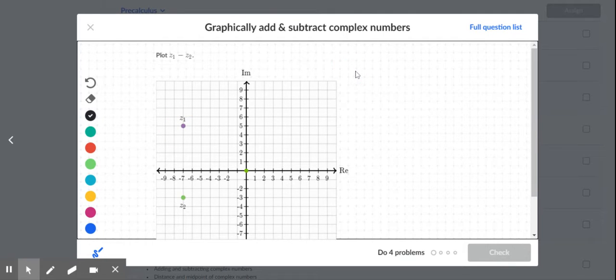It's at -7, 5. Z2 is at -7, -3. I remember this was Z1. This is Z1. This is Z2. So let's take Z1 minus Z2. Let's subtract like that.